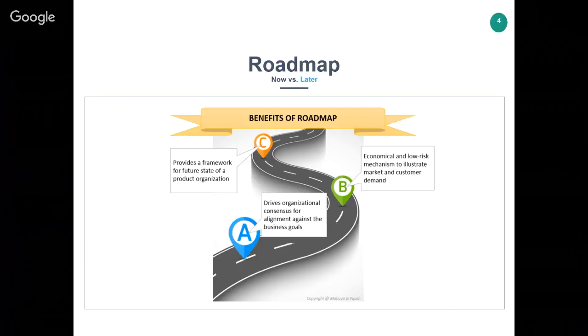Last, but most importantly, it helps to communicate your product vision to your broad spectrum of audiences. That could be internal or external. And that would help everybody to understand the evolution path of your product and see the dream that you see for your product. So these are some of the benefits of a product roadmap.